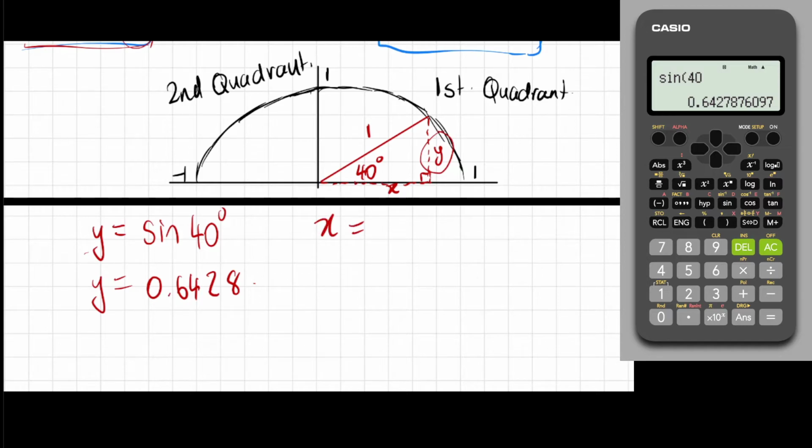And again, we can find what our x value is as well. Our x value is just cos of 40 degrees. So we put cos of 40 degrees into our calculator, and we should get 0.7660. And so that's all it is. That's how you find the y and the x value from this diagram. So why is this actually useful?